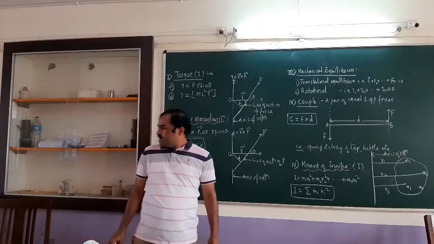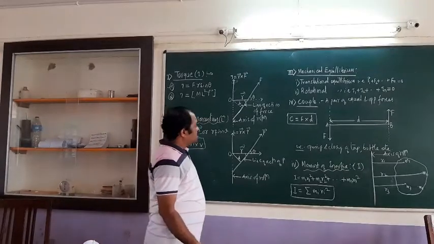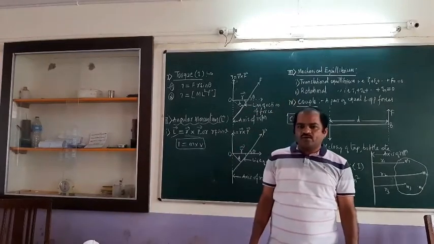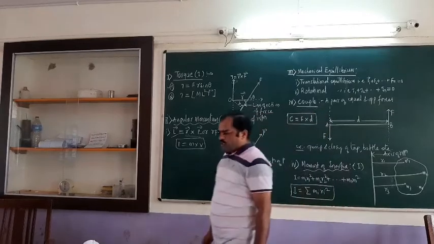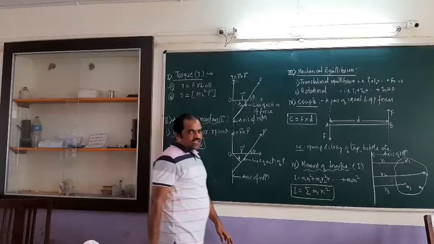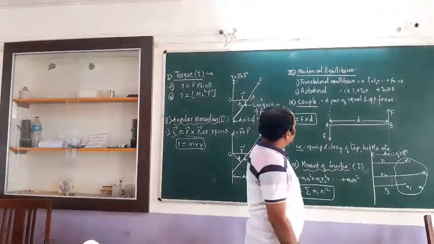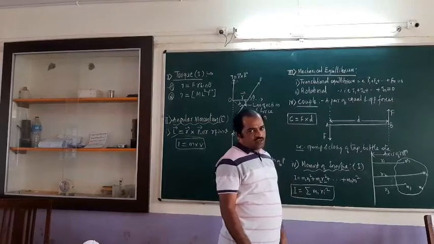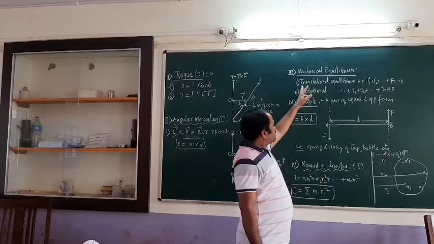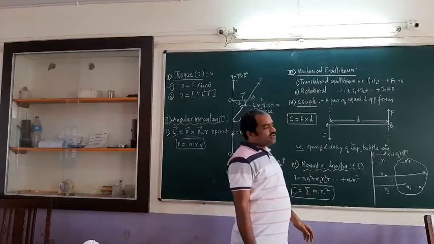Then another concept we are going to discuss here is mechanical equilibrium, after discussing linear momentum and angular momentum. Mechanical equilibrium is one of the important concepts. Mechanical equilibrium of the body means stableness. A rigid body is said to be stable if it satisfies two conditions, that is translational equilibrium and rotational equilibrium.